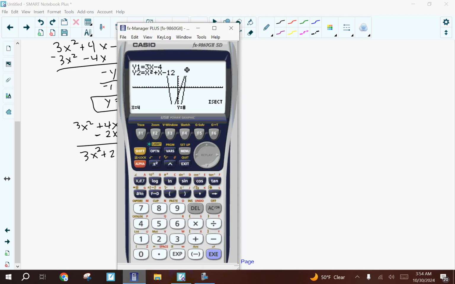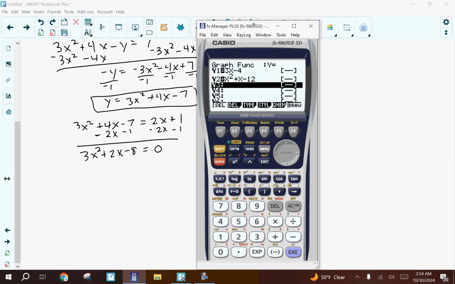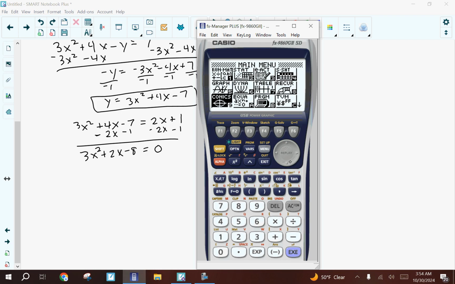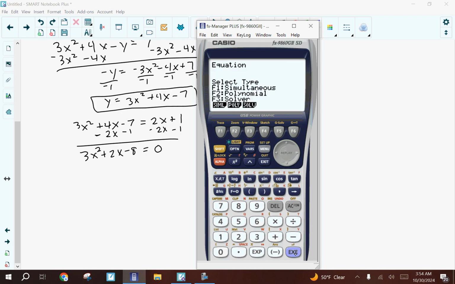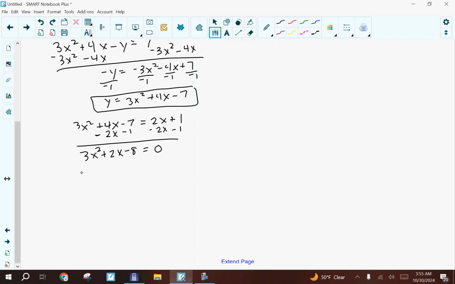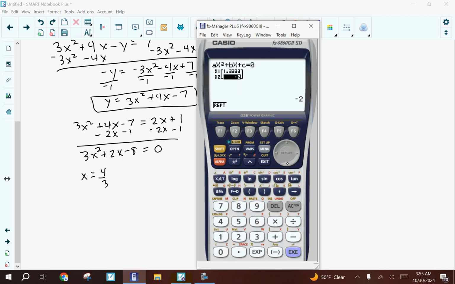Then I can go to my solver, menu, solver, F2, F1. So I'll hit 3, 2, and -8. So it tells me that one answer is x equals 4/3, and then it tells me that the other answer is -2.